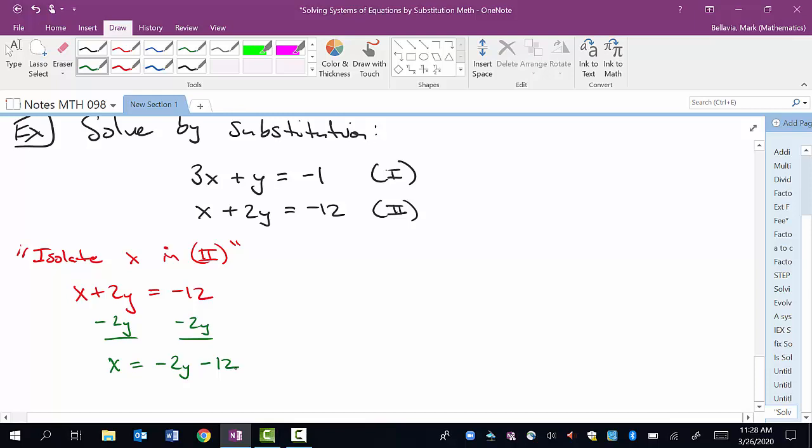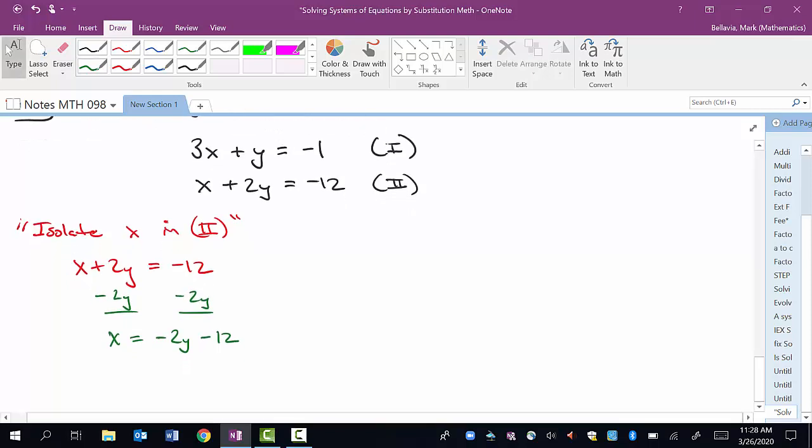So you just write them next to each other on the line, keeping the sign with the value, or keeping the sign with the term. Once I have that, I isolated x in equation 2. Now I want to sub this, right? So the idea is that you take whatever you had here and you want to sub this in. That's why it's called substitution, right?